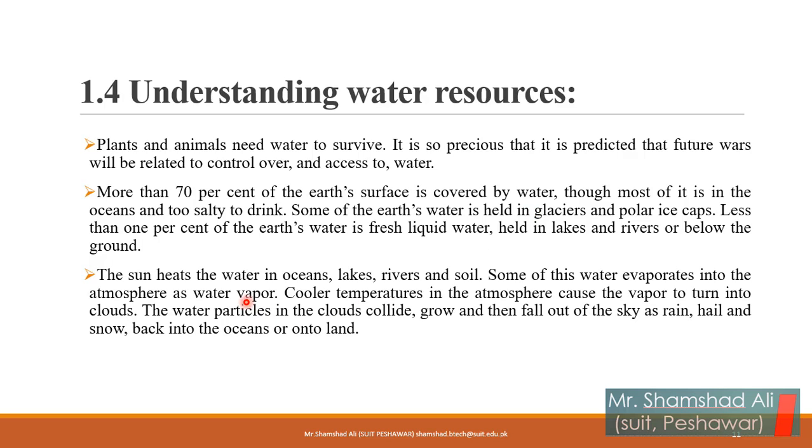The sun heats the water in ocean, lakes, rivers, and soil. Some of this water evaporates into the atmosphere as water vapor. Cooler temperature in the atmosphere causes the vapor to turn into clouds. The water particles in the clouds collide, grow, and then fall out of the sky as rain, hail, and snow, back into the ocean or onto the land. This was basically the hydrology, and the mean precipitation.